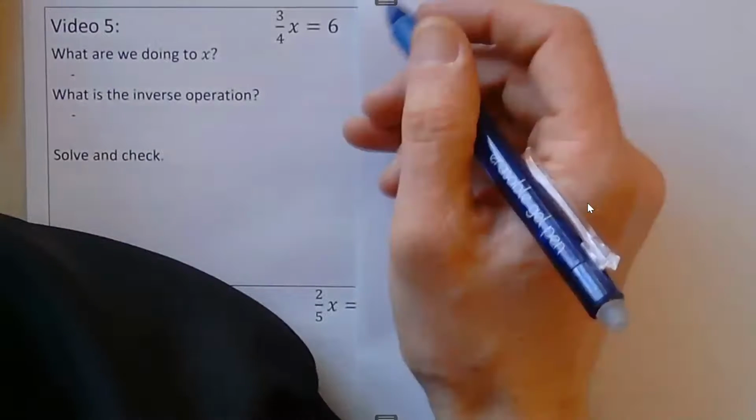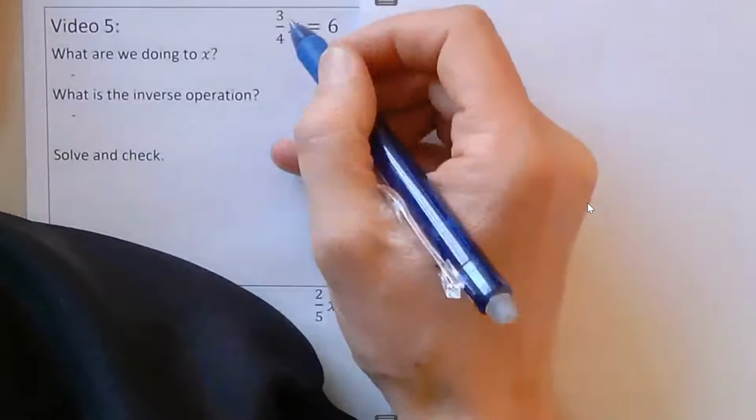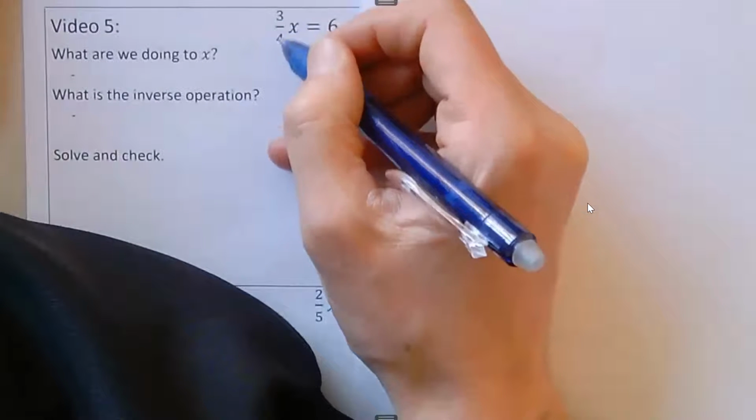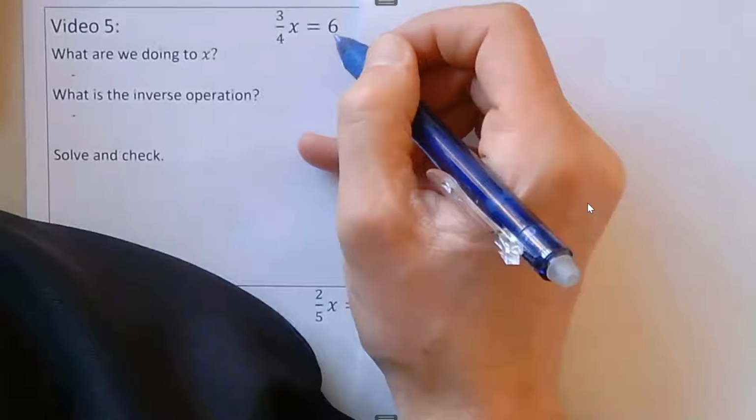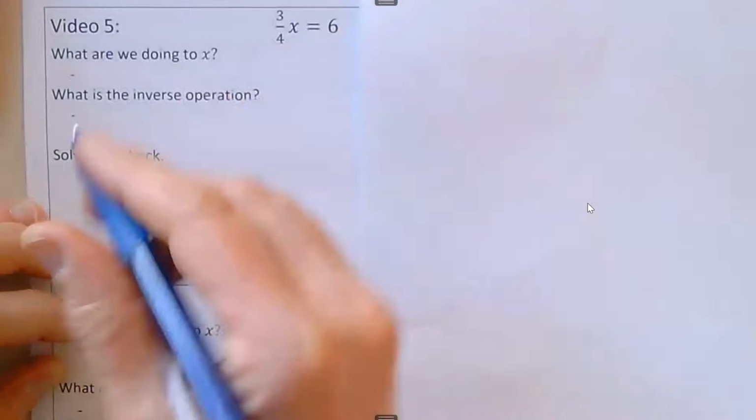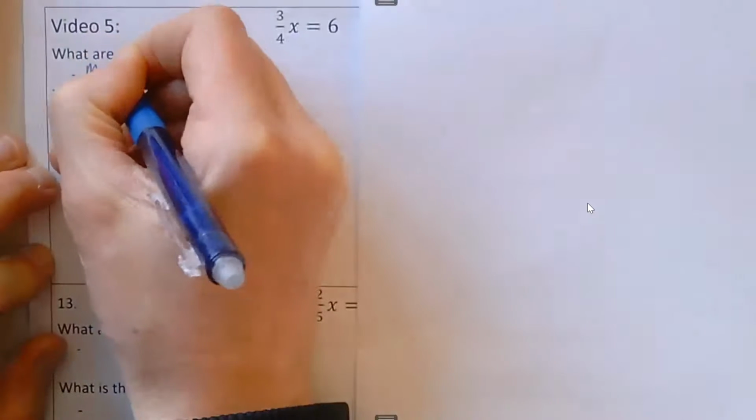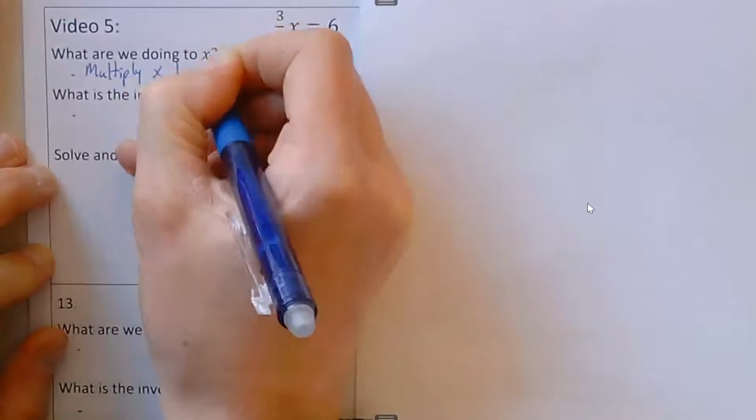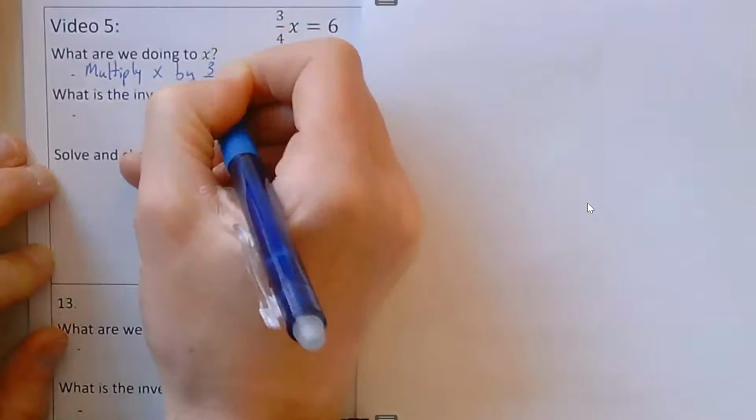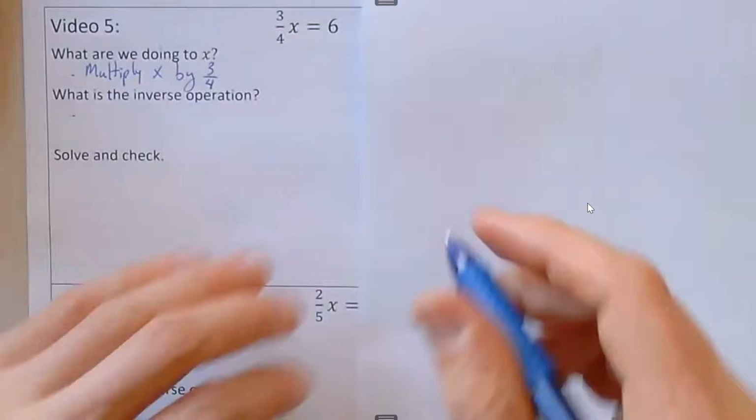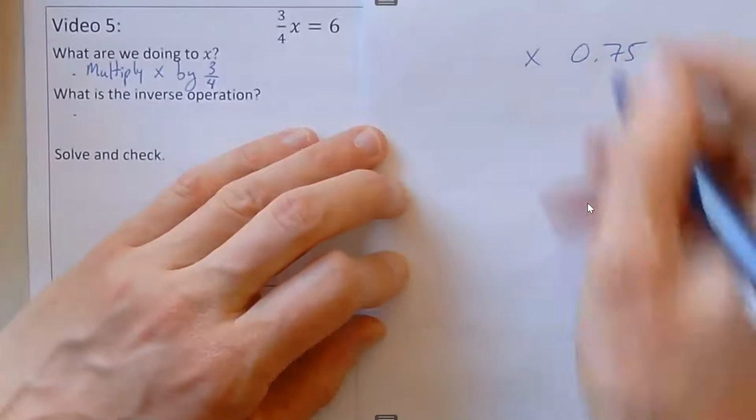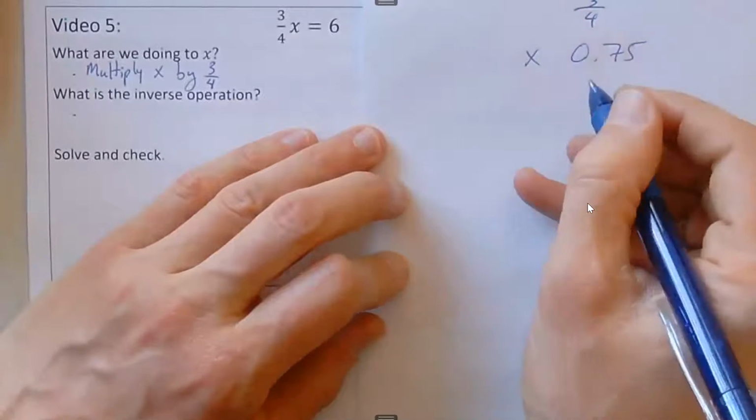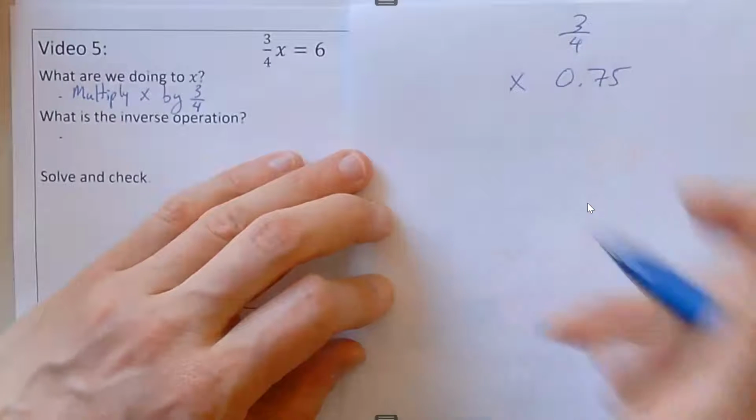Okay, there are a couple different ways to explain this. 3/4 multiplied by x equals 6. What are we doing to x? We're multiplying x by 3/4. And this is the same as multiplying by 0.75 because 3/4 equals 0.75. Okay.